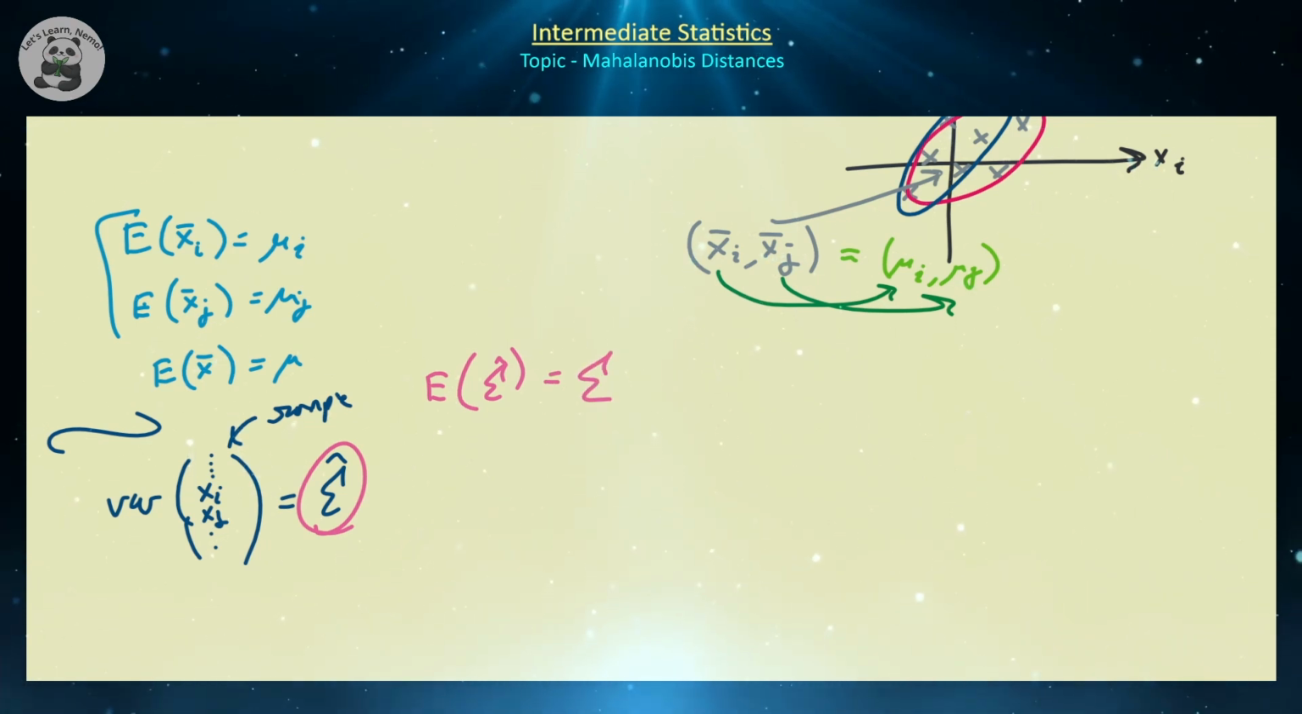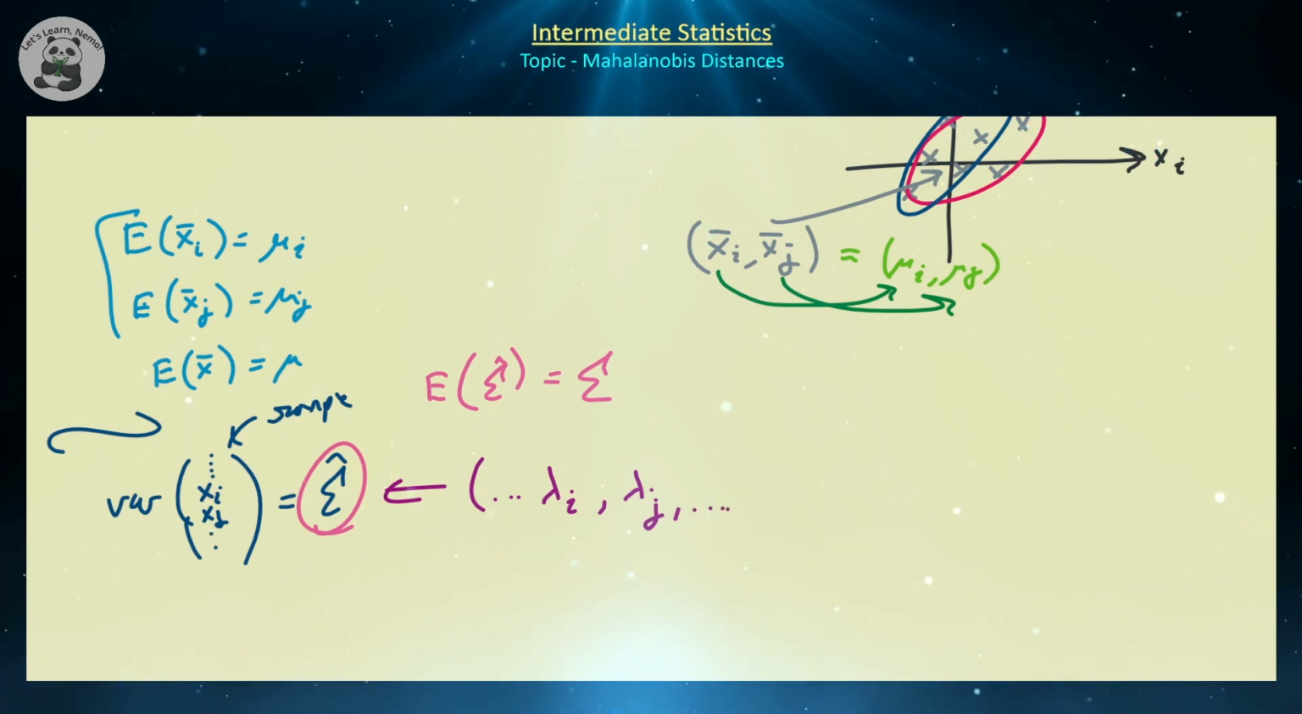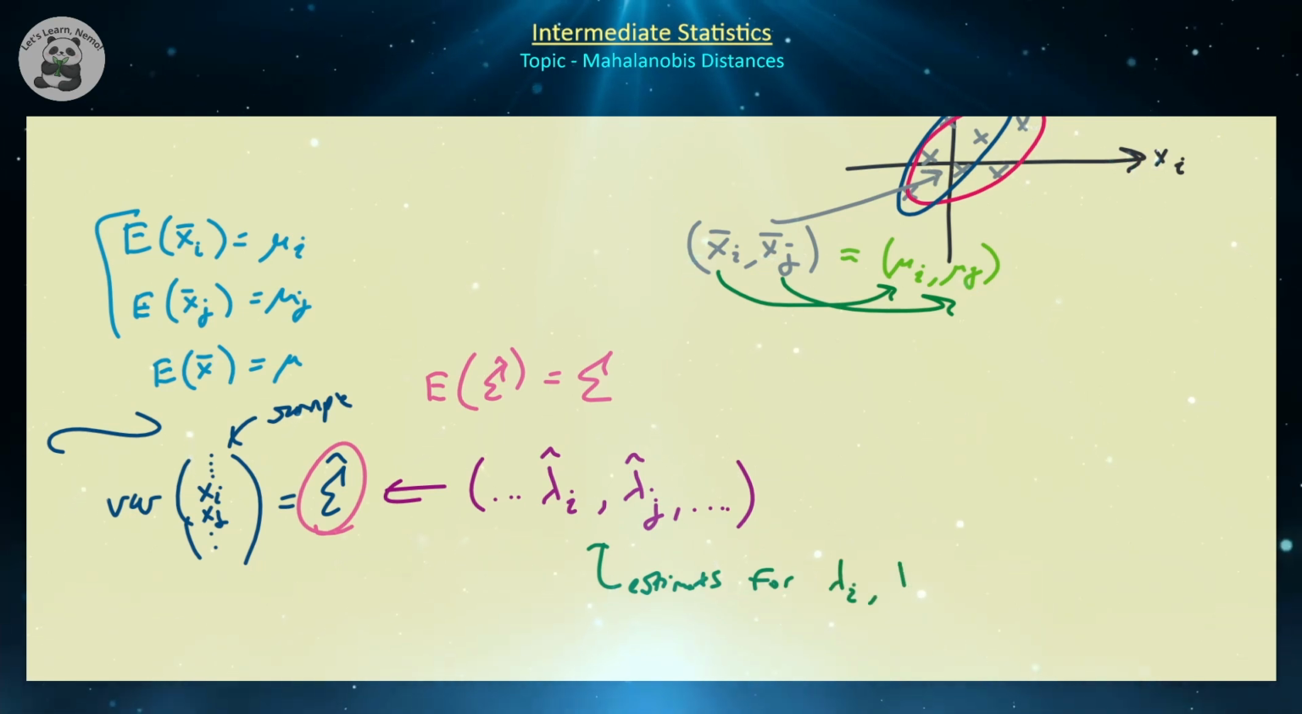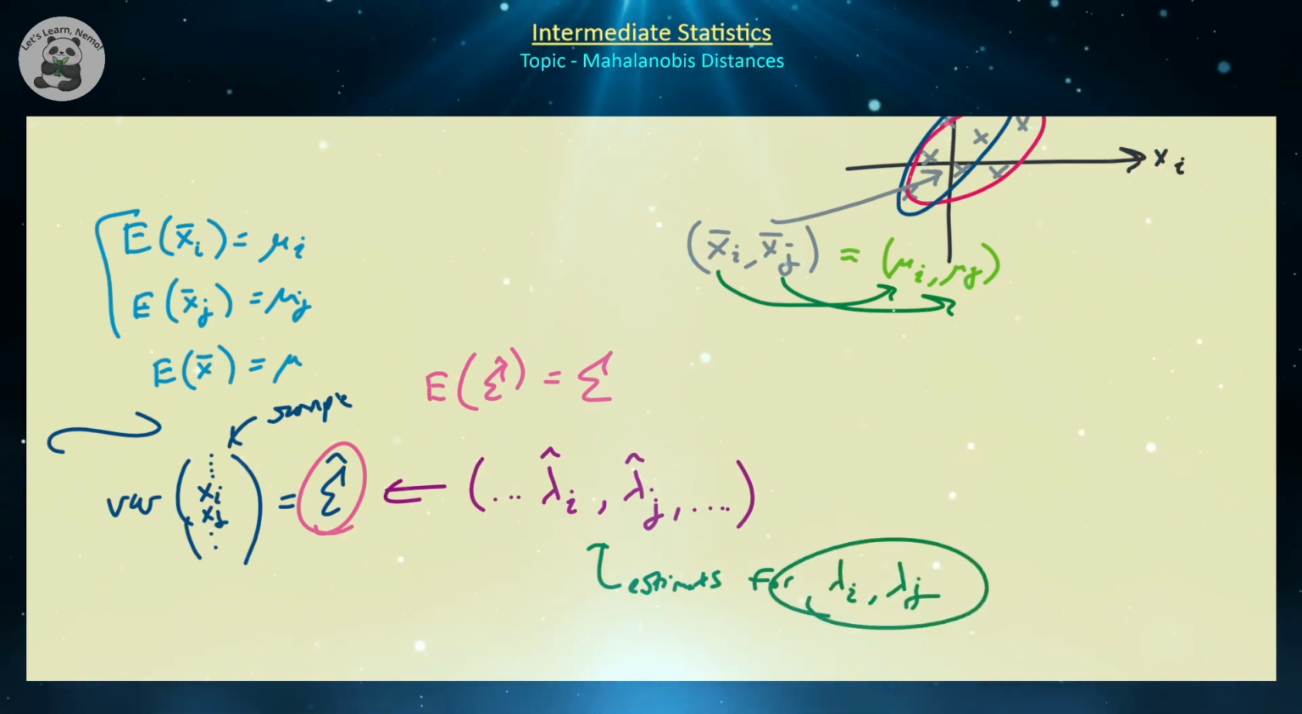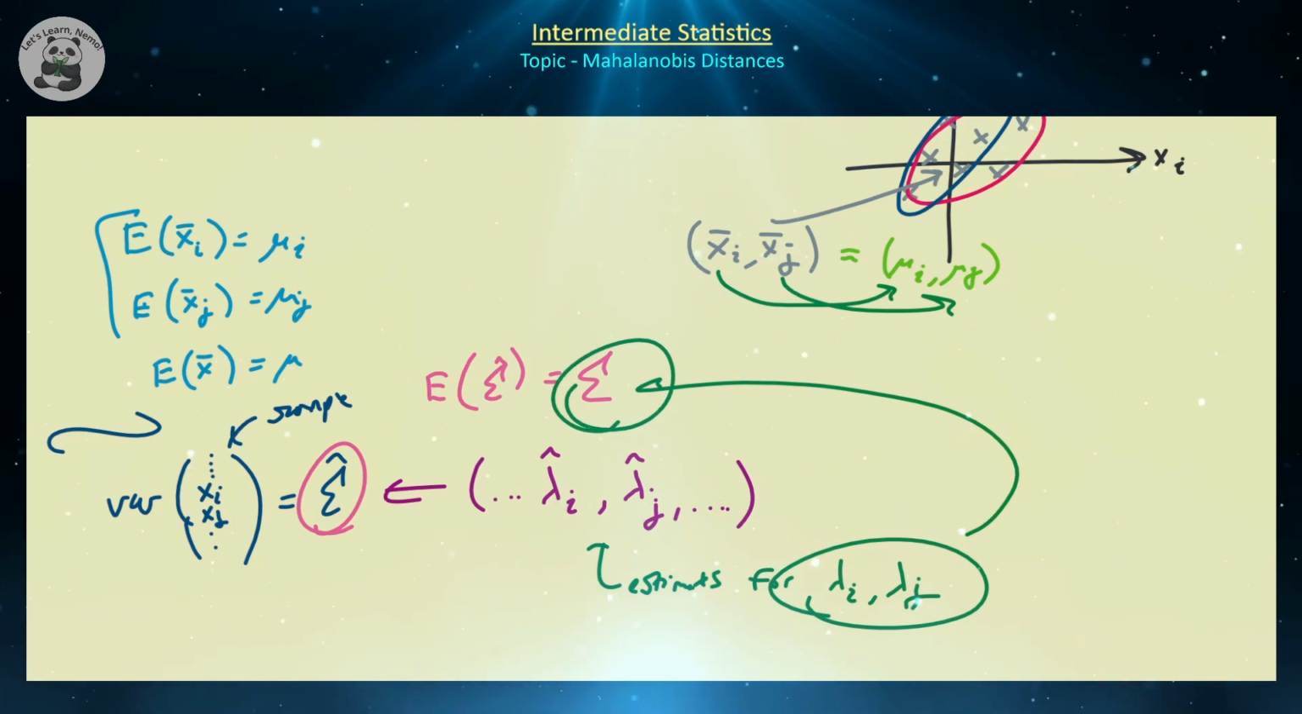The sample covariance matrix is an unbiased estimator of the population covariance matrix. So from this, we're going to have some eigenvalues, for example lambda i and lambda j, but these are not the true eigenvalues. They are approximations, estimates for lambda i and lambda j, where these eigenvalues are associated to the true covariance matrix, which we don't know. And obviously we have eigenvectors from sigma hat that are approximations for the eigenvectors of sigma.